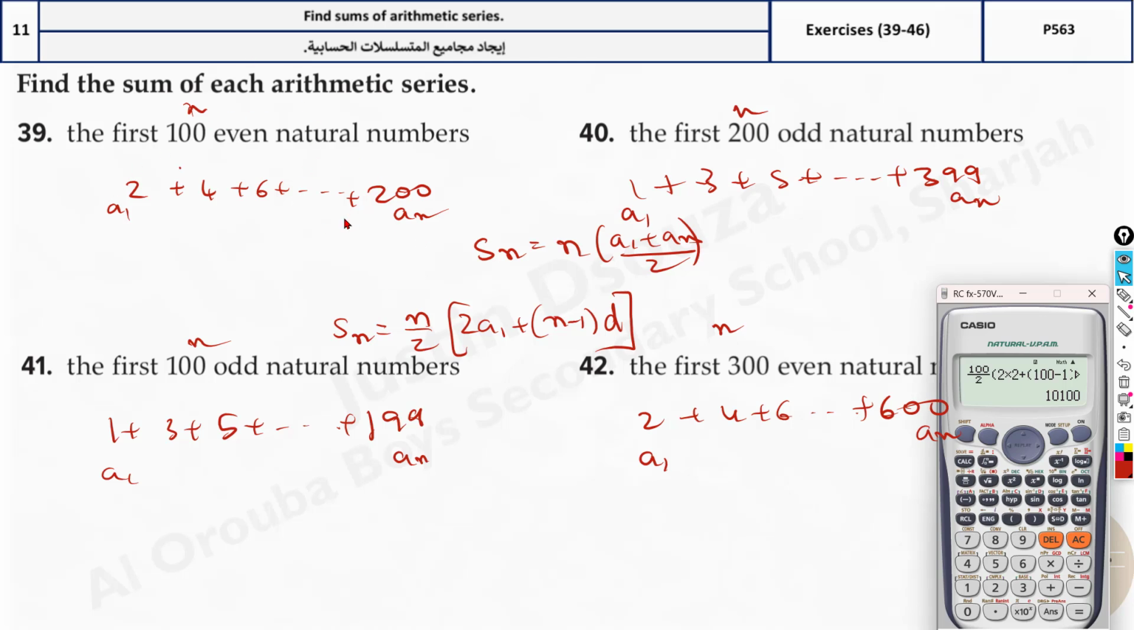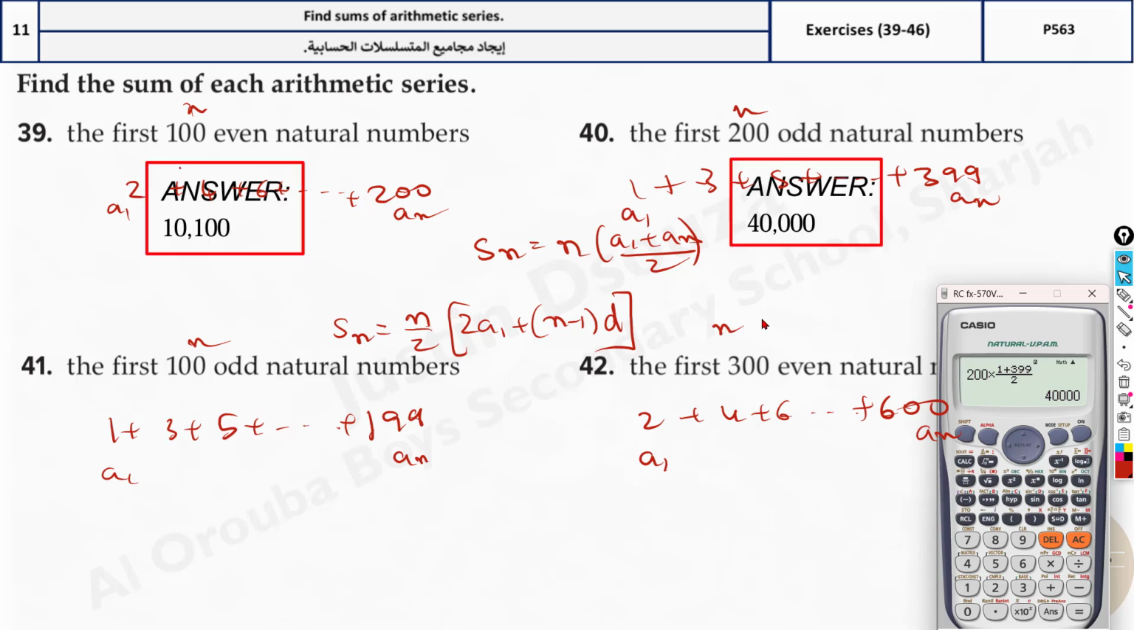Now, depending on the given information, try to use the first formula if the last term is given. If not, only the sequence is there, then you have to use the second formula. Now let's do the others over here. I'll use the first formula because you can use that, right? 200 multiplied by first term 1 plus 399 divided by 2, and that's the answer, 40,000. And the others as well. Over here, again, there are 100 numbers, and the last term is 199. So it is 10,000 only, 100 less than the even numbers.